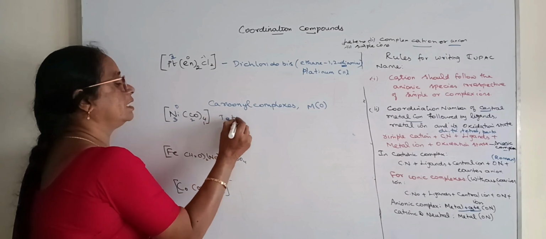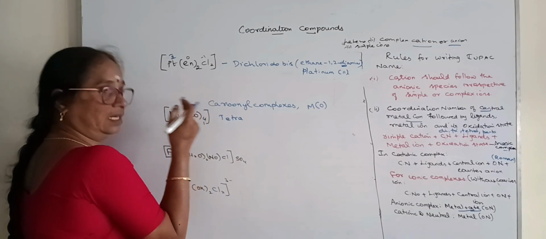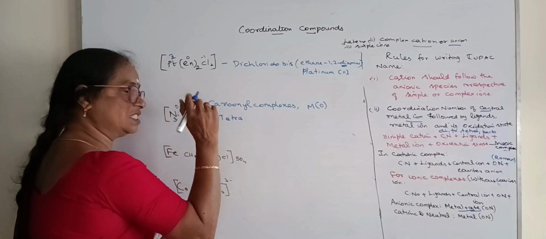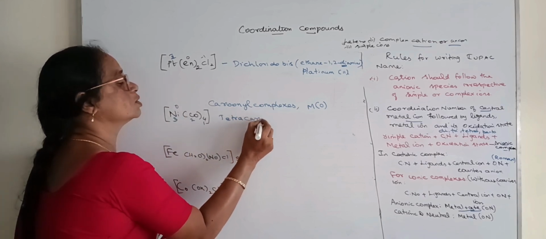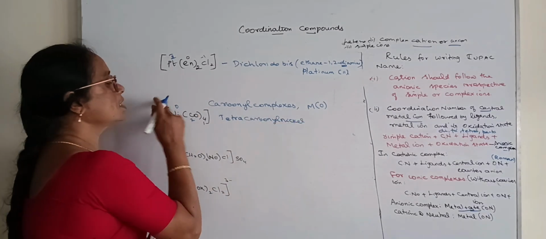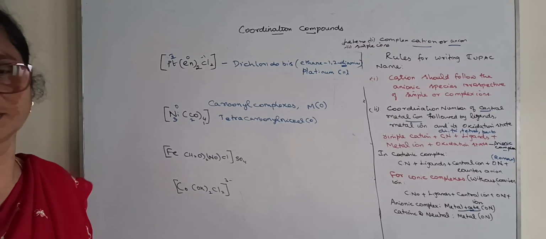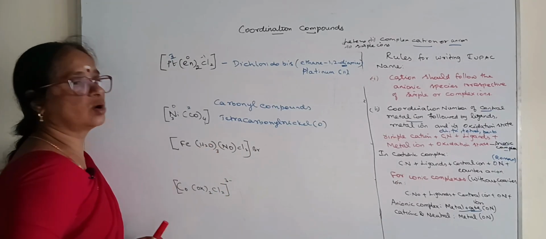So write down its name: 4, so it is tetra. What is the name of the ligand? Carbon monoxide. It is neutral, so it has its specific name, carbonyl. So, tetracarbonylnickel(0), whose oxidation state is 0. That's all. Let us name this complex.